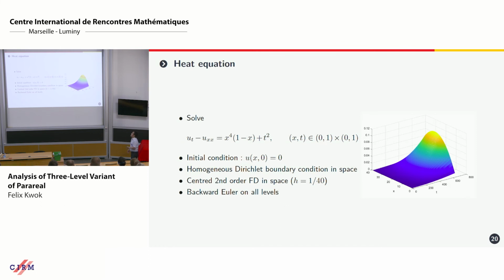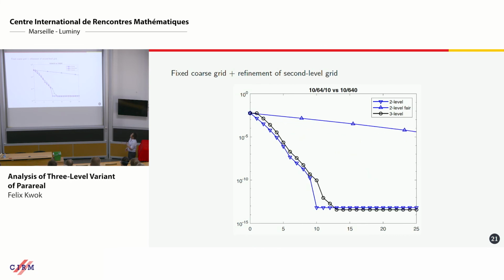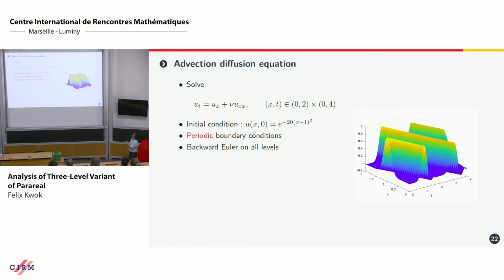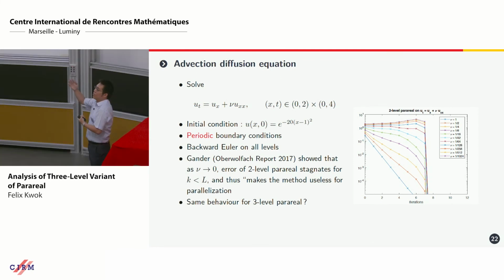The PDE case, the heat equation, it just works. It's supposed to work, so I'm not going to insist too much on it because I'm basically out of time. I'm going to show you an interesting one, which is the advection diffusion equation with periodic boundary conditions that Martin Gander tried in one of the Oberwolfach reports. This is the one where, if your diffusion coefficient is small enough, then essentially 2-level parareal gives you no speed up at all. You essentially only converge after you've run through your n intervals, and then the error drops.